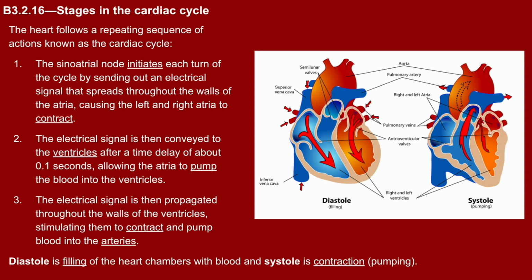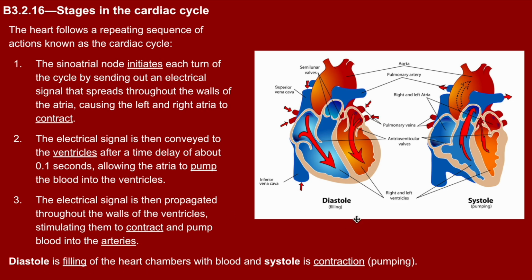Okay, lastly, stages in the cardiac cycle. So the cardiac cycle is going to include the contraction of the atria followed by the contraction of the ventricles. Okay, and that's one cycle. It's going to be stimulated by the sinoatrial node, sending out that electrical signal. Okay, there's going to be a time delay of about 0.1 seconds between the atria contracting and the ventricles contracting.